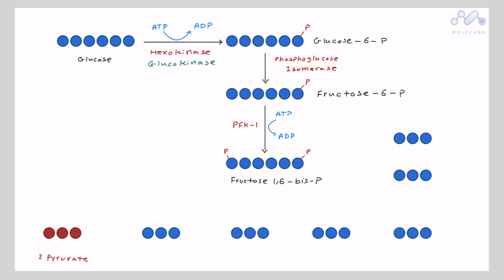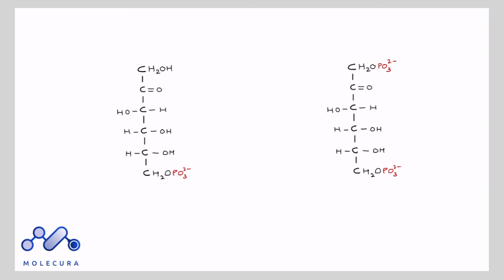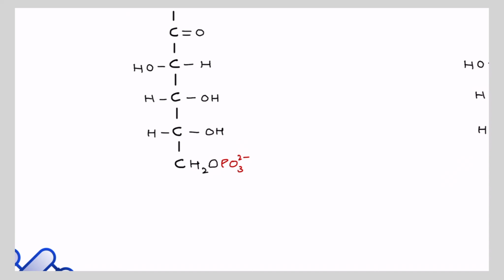Now, we want to look at this to see what's happening on the molecular level. Here on the molecular level, we're going to have our fructose 6-phosphate.